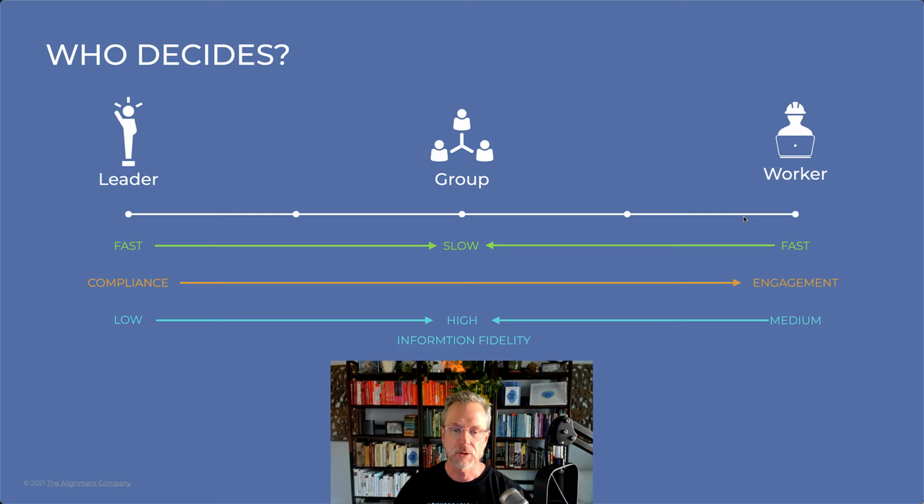As a quick review, when we're making decisions, we get different levels of speed depending upon who makes the decision, the leader or the worker. Obviously, if they make decisions by themselves, they're going to be faster. If the group has to make a decision, if we have to come together, it's going to be much slower, sometimes much, much slower. But the more engagement, the more participation we have in decision making, the more engagement we're going to get with that decision. And also, if we make decisions together, we tend to get more information fidelity.